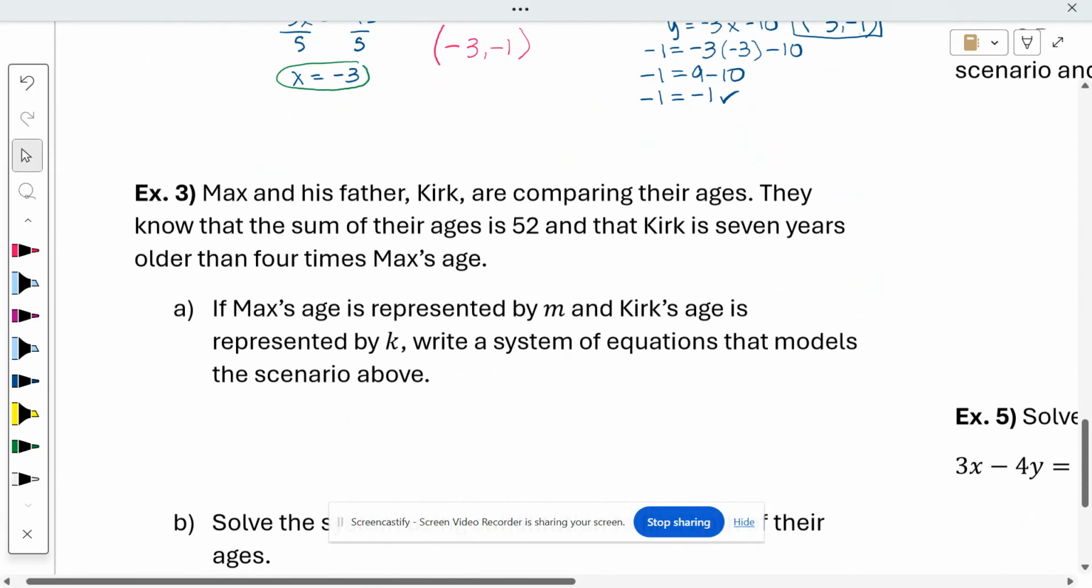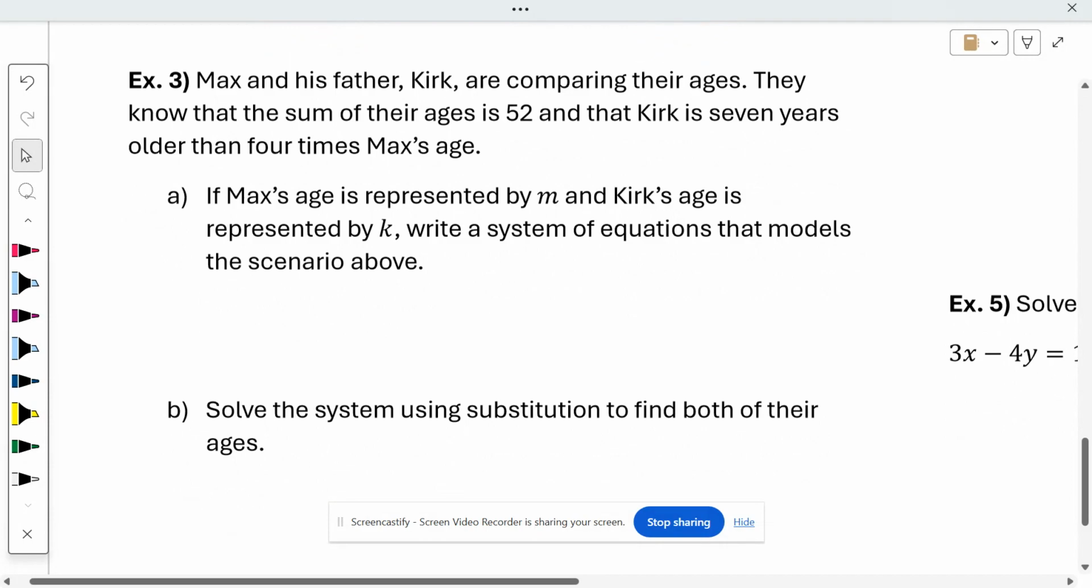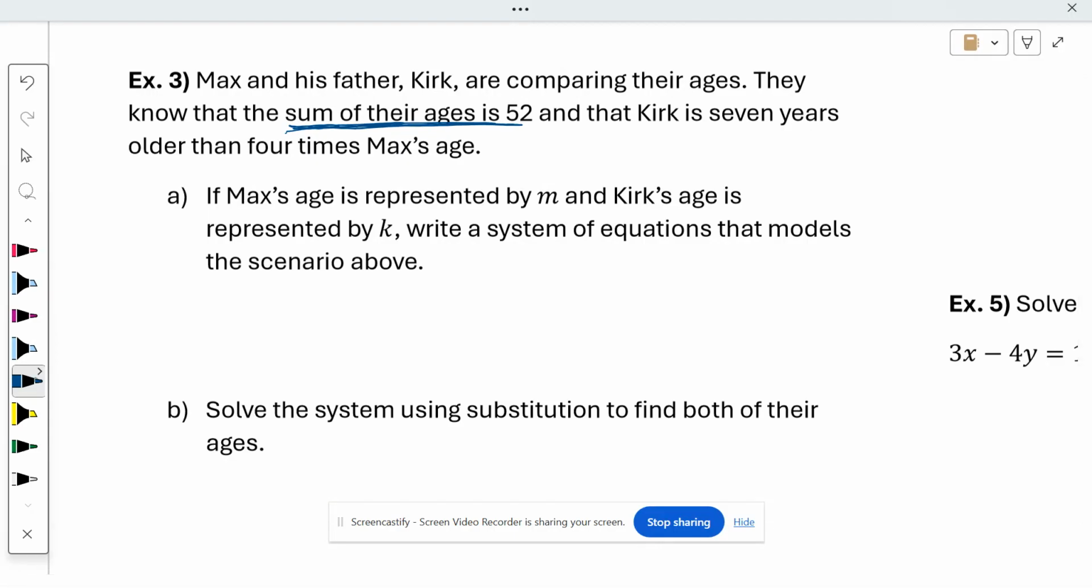All right, example number 3. Max and his father, Kirk, are comparing their ages. They know that the sum of their ages, so sum is an addition problem, is 52. We also know that Kirk is, the word is means equals, 7 years older than 4 times Max's age.